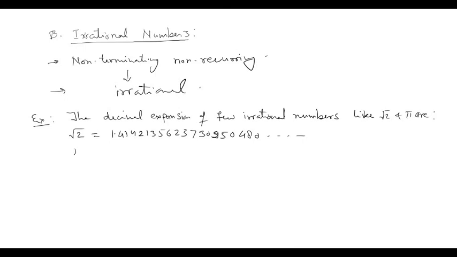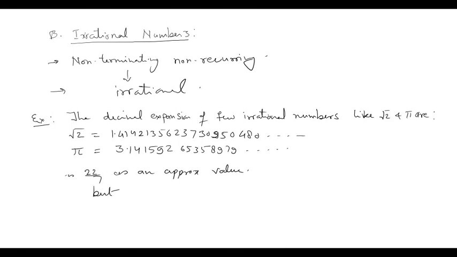Similarly, the decimal expansion of pi is equal to 3.14159265358979 and so on. We often take the value of pi as 22 by 7 as an approximate value, but this pi is never equal to 22 by 7. So that's why we consider it an irrational number.